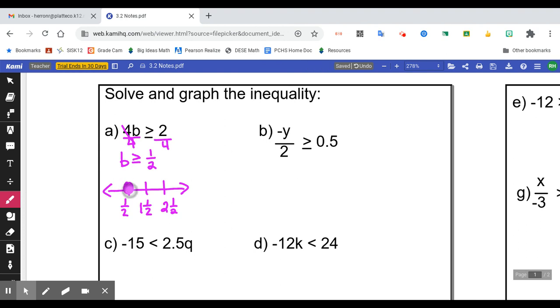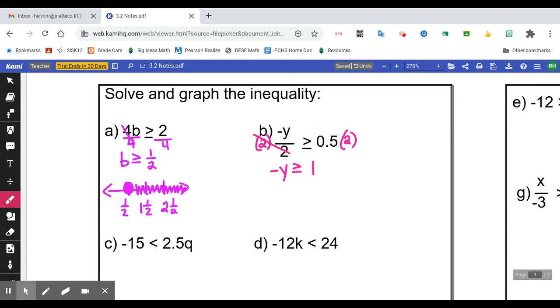Close circle on 1/2, and greater than or equal to means I'm going to the right. Okay. All right, next one. We've got negative y over 2 is greater than or equal to 0.5. So times 2. These are gone. I've got negative y is greater than or equal to half of 2, which would be 1.